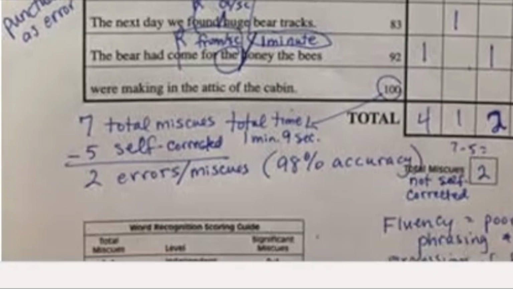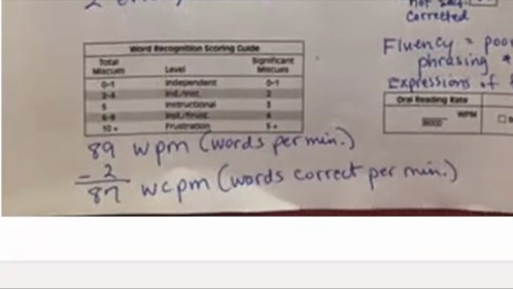So if you'll notice, I made a note right down here, 89 words per minute, but I also had to subtract off any miscues that were not corrected. And there were 2 up at that point that had not been self-corrected, and so I took those off, and that gave her a words correct per minute, or WCPM, of 87 words. Okay, and so that's one of the measures I can look at.